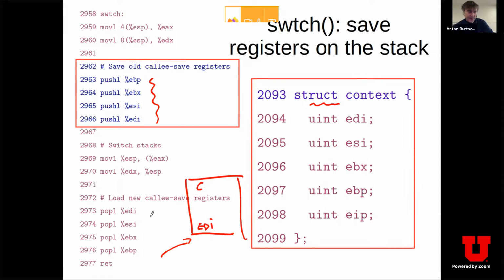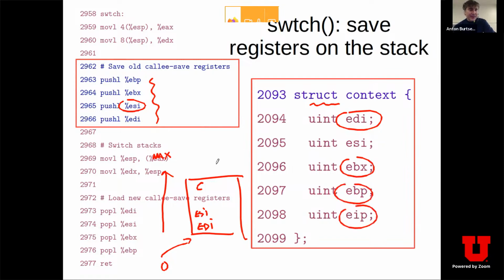EDI here. So the memory grows this way. So this is the max address, and this is the 0, right? So you have a pointer. So EDI will be on top, then ESI, right? And this is what we pushed here. Then there will be EBX, EBP, and then EIP is saved when we call the switch. So EIP is actually part of this data structure, but it was saved not as a part of the switch function, but as part of the call instruction, which called the switch, right?